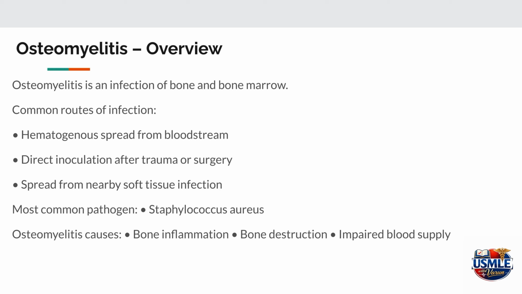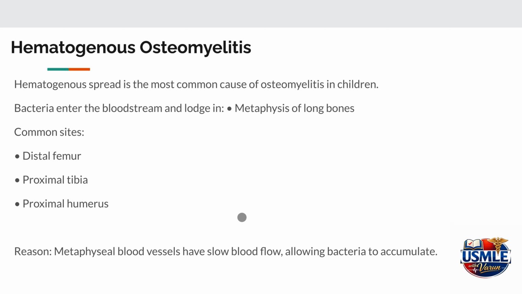So in some cases, infection spreads from nearby soft tissues into the bone. So the most common organism responsible for osteomyelitis overall is Staphylococcus aureus. So this infection leads to inflammation, bone disruption, and disruption of blood supply within the affected bone.